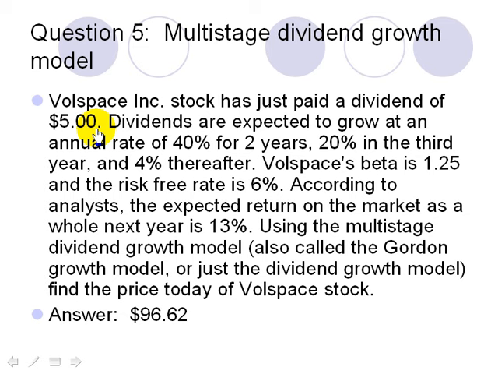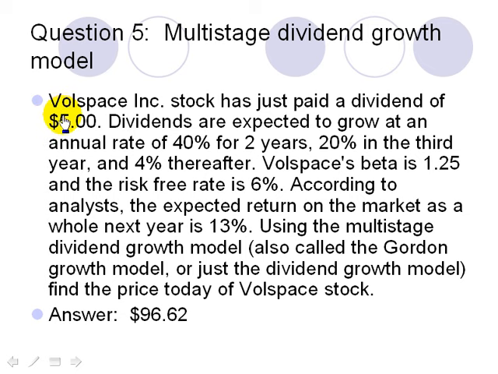Now, just to make it perfectly clear, this is $5 that has already been paid out. You don't get it now. It's already been paid out. And so when we talk about present values of future dividends, this $5 is not going to be discounted. It's not going to be included in the value because it's already been paid out. That's water under the bridge. So what we have is a $5 dividend.